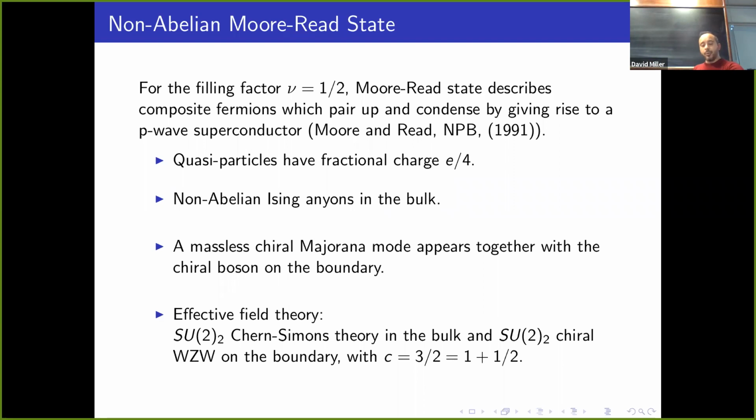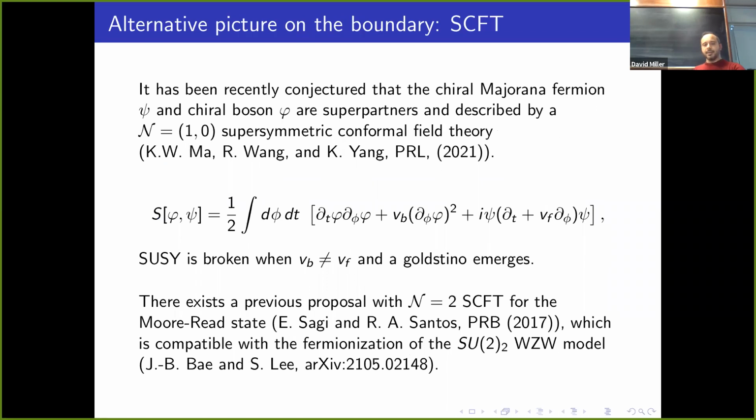So how do we do this? We want to preserve the chiral symmetry. We want to preserve the chiral boson and chiral Majorana, which are very solid points here. I have no doubt about that. So recently there was an idea, an alternative picture, that the boundary is maybe described by an emergent supersymmetric CFT.